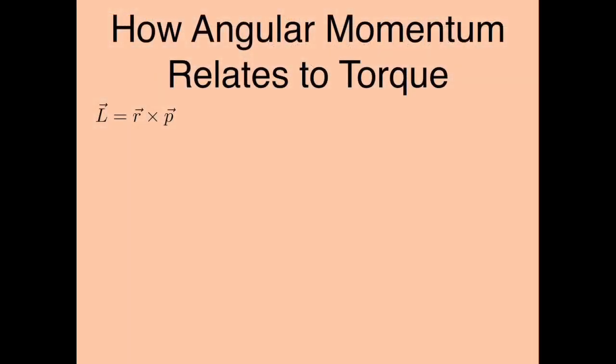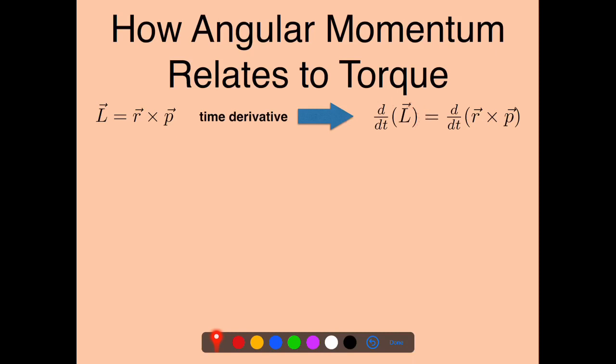So the next thing that we want to take a look at is how angular momentum is related to torque. So we're going to start with L is equal to r cross p. That's just the definition of angular momentum for a single particle. And we're going to do a derivation starting from there. So the first step in the derivation is to take the time derivative of both sides. So on the left, we have the time derivative of L, and on the right, we have the derivative with respect to time of r cross p.